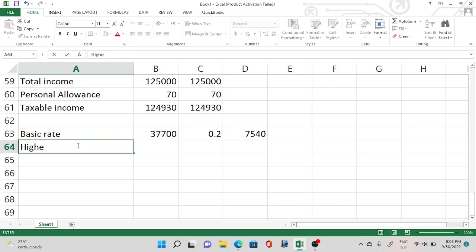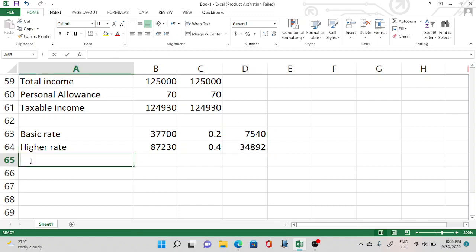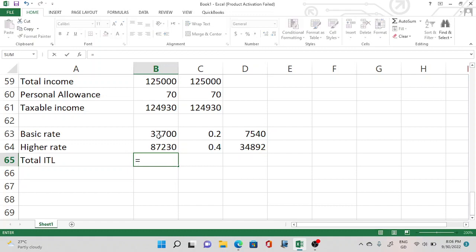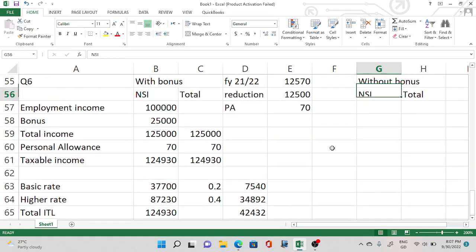Then in the higher rate, the limit is still 150,000. So we can see the taxable income is less than 150,000. So we will take the differential. The total ITL. Okay. Now we have to compare it with the case when there is no bonus.